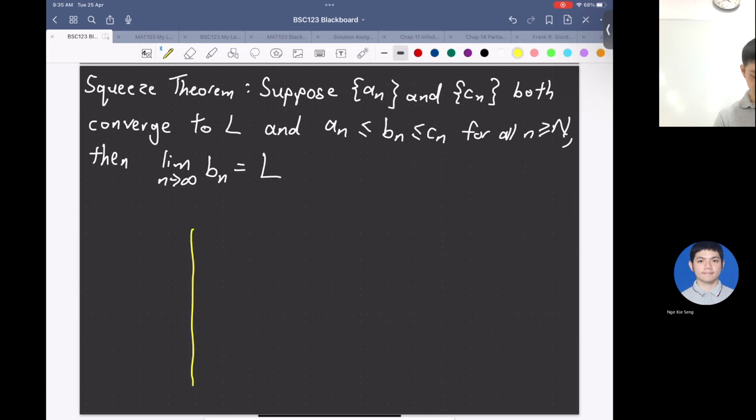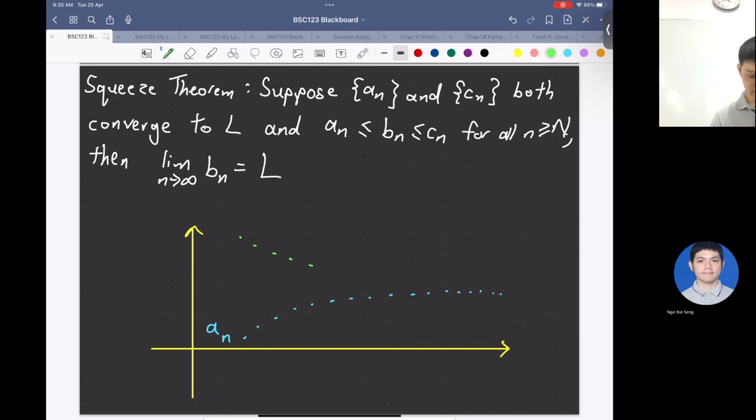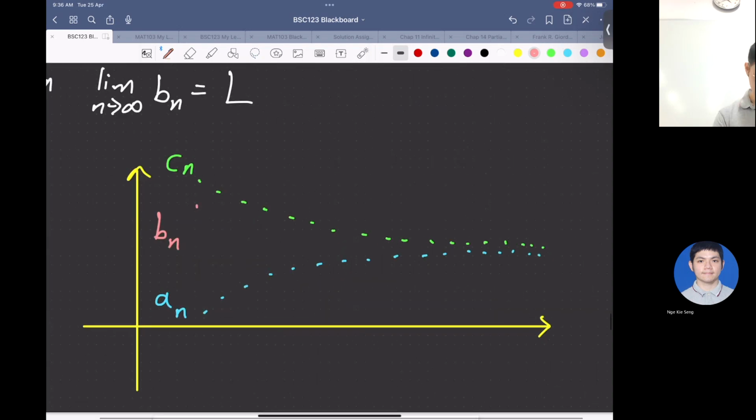So schematically, how does it look? Let's plot this schematically. Let's say we got a_n, maybe increasing to an asymptote. Then we have another, c_n, decreasing to the same asymptote. Got a b_n, maybe this b_n is quite jumpy, jumping up and down, but it always stays in between c_n and a_n. This is the condition. Then the limit of the three of them will be the same. This is what the theorem says.